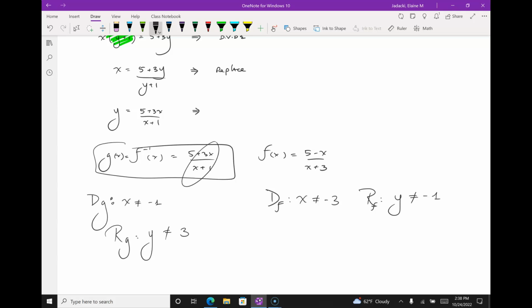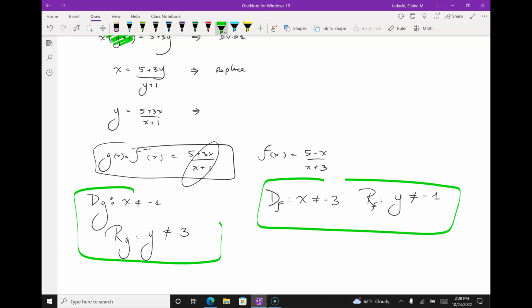+3. Right? Look at the mother function upstairs, 3x. Mother function downstairs is x. 3x over x is 3. It's not a coincidence. Notice what happened. The domain and range switched. Because domain is x, range is y. When you're coming up with an inverse, x and y switch.